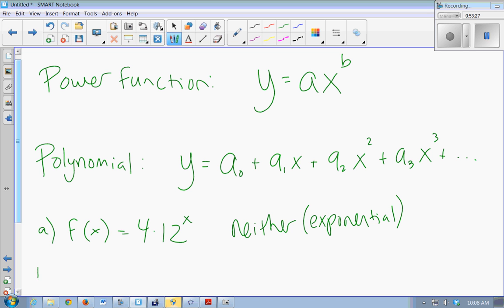All right, and then B, we've got g of x equals 4x to the 12th. What do you think? Definitely a power function because it fits this ax to the b, right? It's a number times x to another number. Power function. But it's also a polynomial function because it's a positive integer exponent, right? Yeah. It would. The base would just be 4 to the 12th. I'm sorry, the coefficient would be 4 to the 12th.